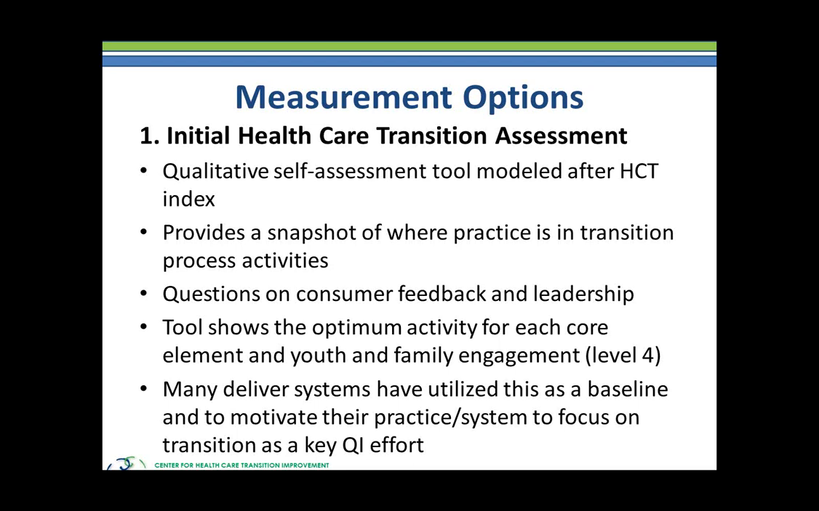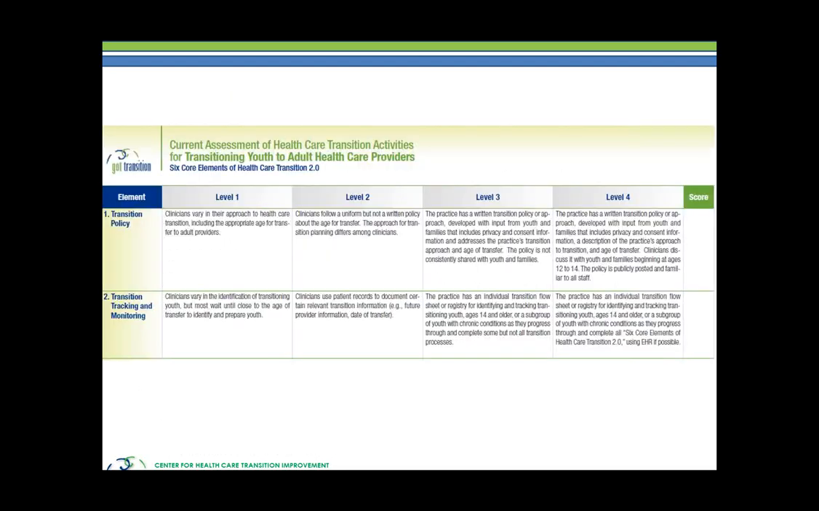It has questions on consumer feedback and leadership. It really shows an optimal activity for each score. So in a sense, when people look at level, I'll show you level 1 to 4, they get a sense of what the goalpost is around each core element. And almost all of the major healthcare delivery systems have utilized this as a baseline to really jumpstart this QI effort, to show everybody a little bit about what it should look like. Next slide will show you an example.